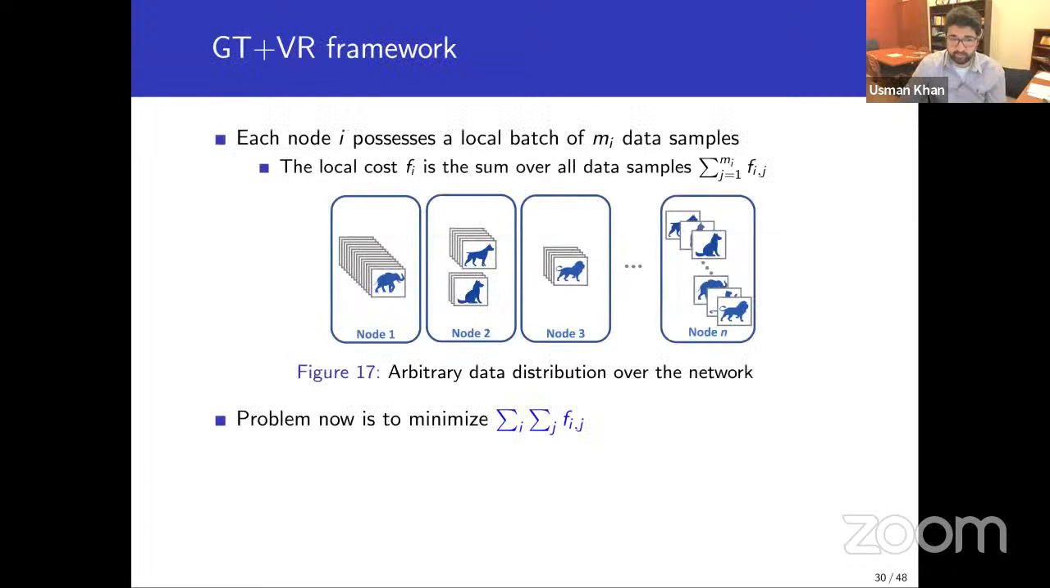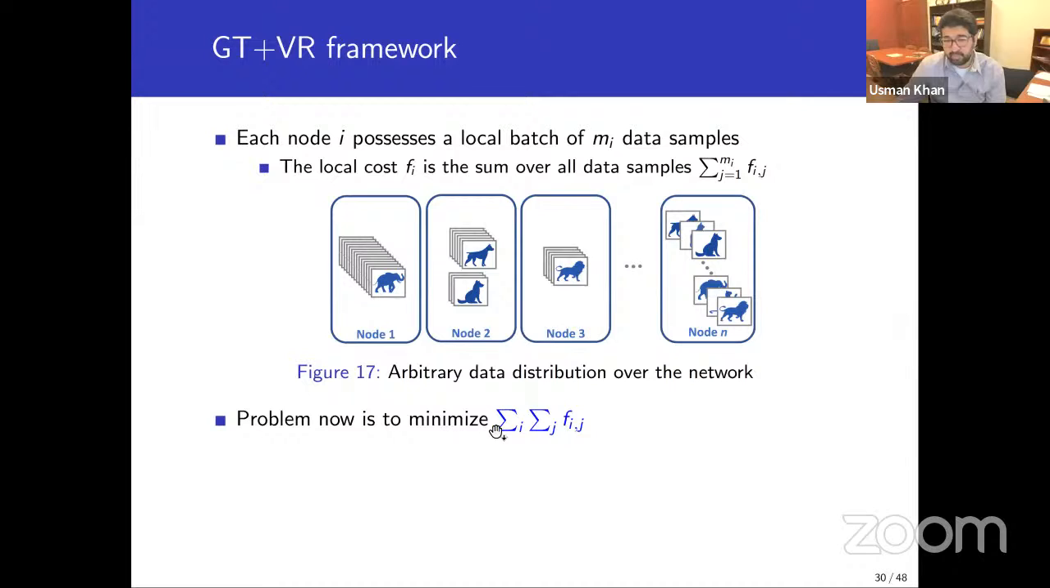So this is the problem. Each node i possesses a local batch of M_i data samples. Think of them as images. So node 1 has images of all elephants, node 3 has all lions, node 2 has wolves and dogs, and node n has a small number of images for every different problem class. Arbitrary data distribution. And we want to learn a classifier that can distinguish between all of these different labeled images.